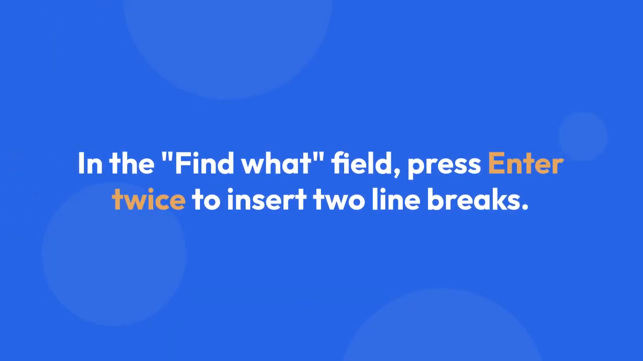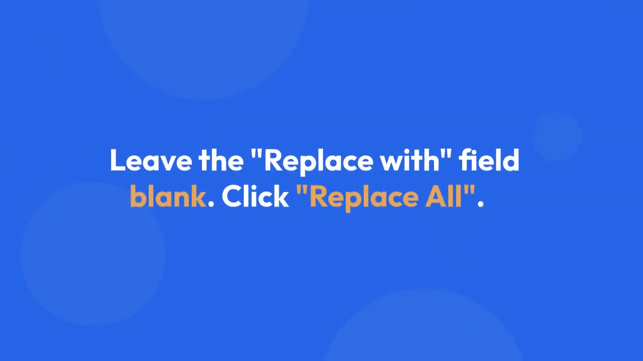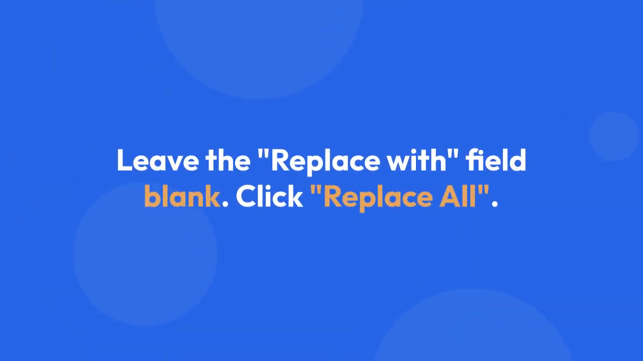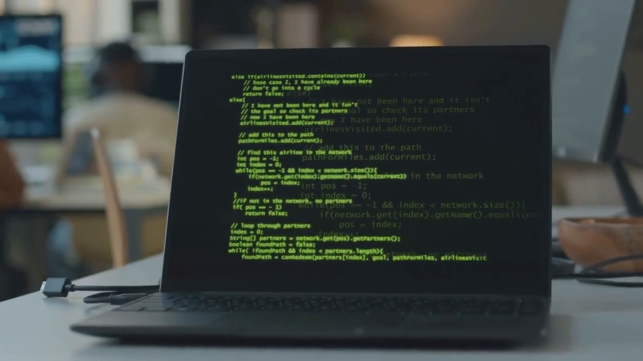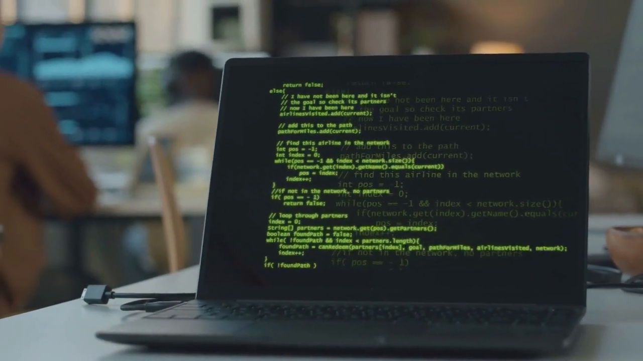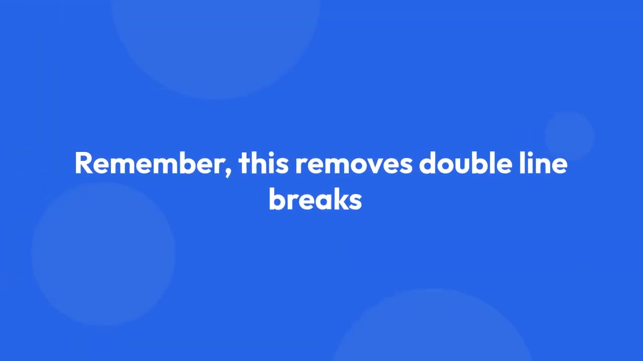In the Find What field, press Enter twice to insert 2 line breaks. Leave the Replace with field blank. Click Replace All. This will replace all instances of double line breaks with nothing, effectively removing the extra space. Remember, this removes double line breaks. If you have only single line breaks, you need to adjust the Find What accordingly. You can experiment to use this function with one line break at a time as well.